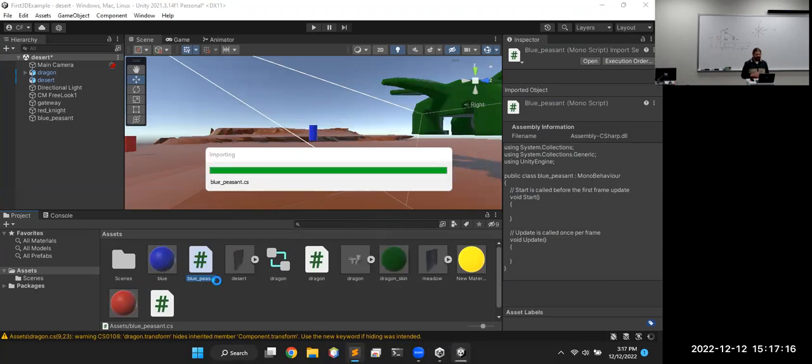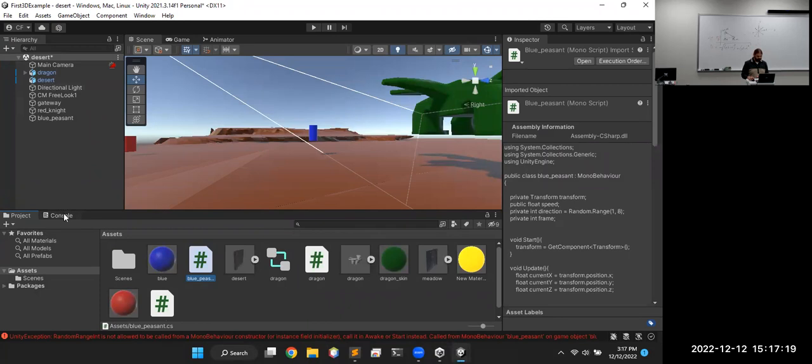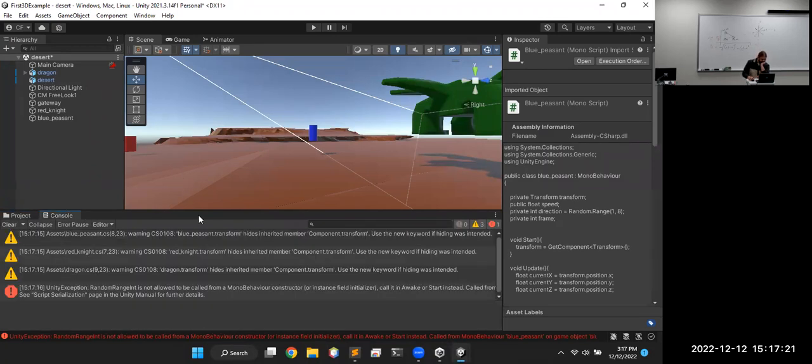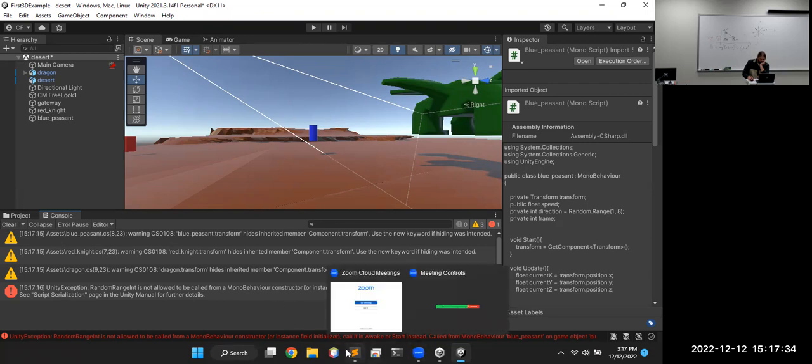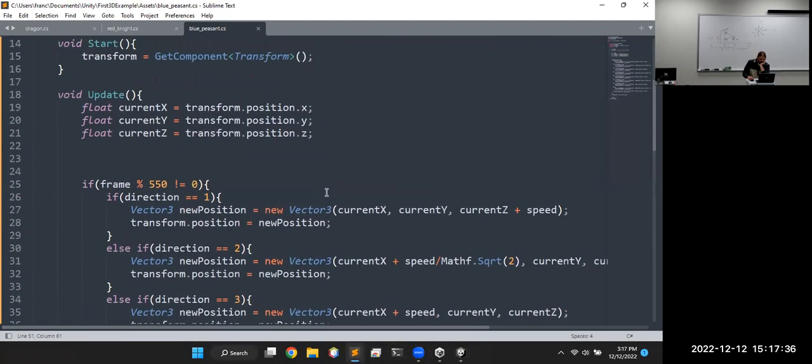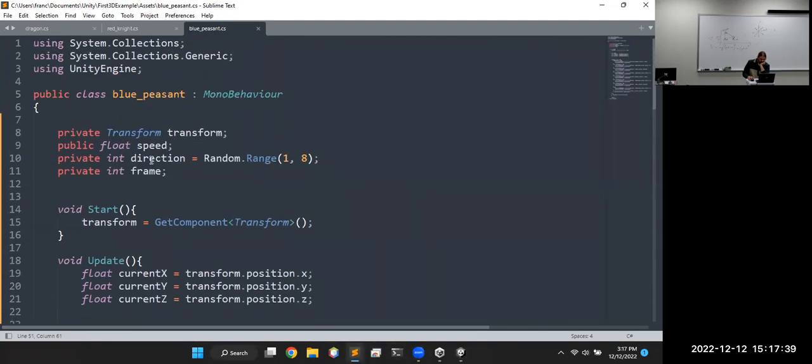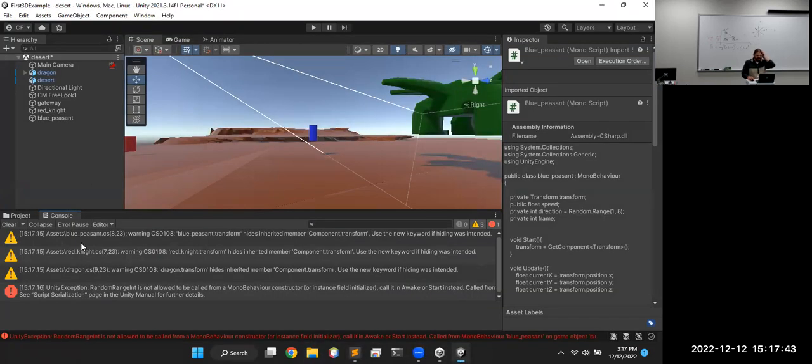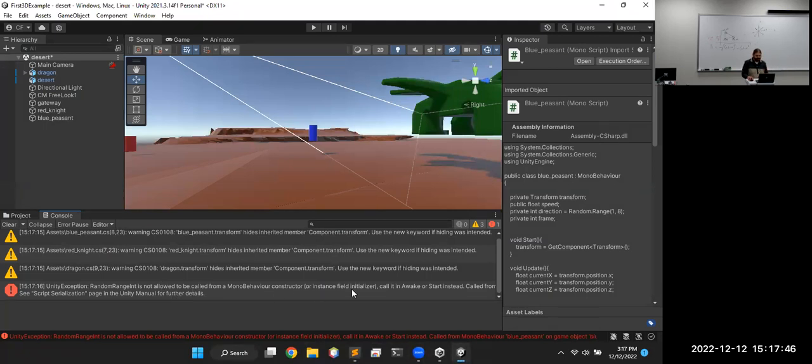I'll go ahead and set up a collision, might as well. Oh, we cannot initialize this here. That's what this error message is saying. We haven't seen that yet. It can't be called there, so it says call in awake or start instead.